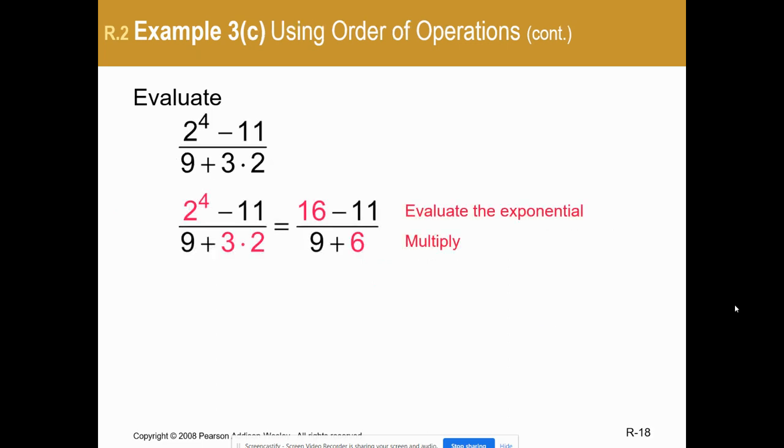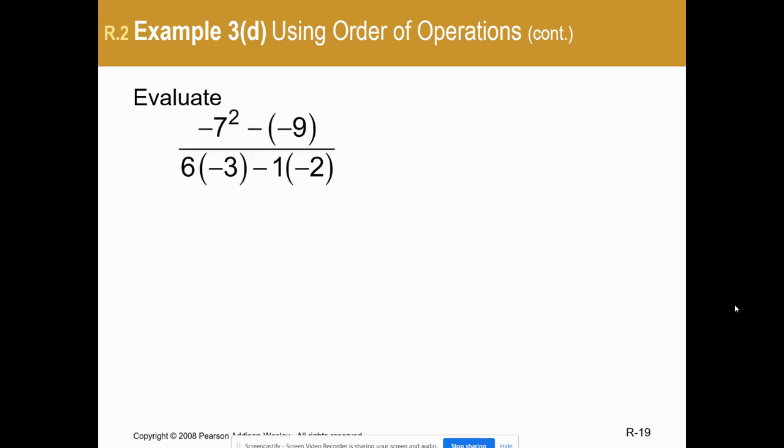Same thing here. Think of the numerator as something in parentheses and the denominator as something in parentheses. So for the numerator first, we have exponents up there. 2 to the 4th is 16. Then 16 minus 11 gives us 5. On the bottom, we have 3 times 2 is what we would do first. So we end up with 5 over 15, which simplifies to 1/3.